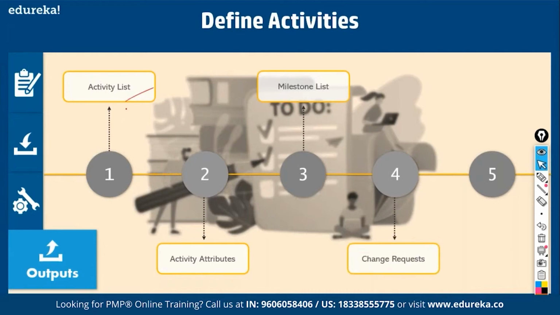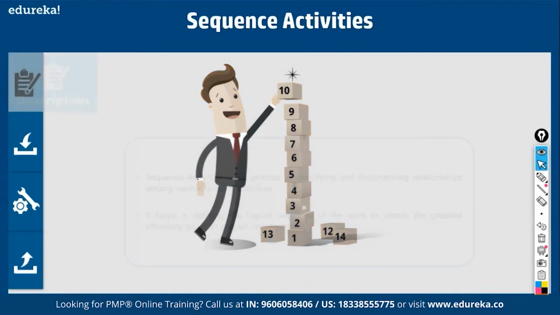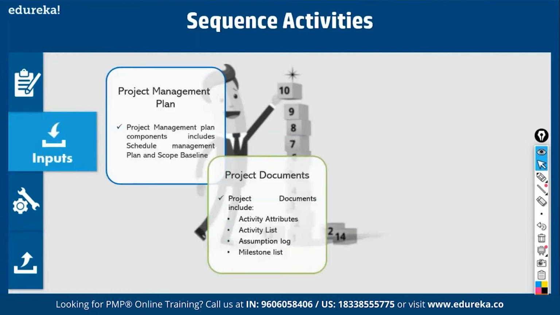Change requests. When you do the decomposition, you may make some changes to the plans and the plans get updated. That is what is called define activities. The next one is sequence activities. So what do you do here? You create network diagrams. That is what I told you, isn't it? This is a process of identifying and documenting relationships among various project activities. The project management plan tells you how to decompose the scope baseline into activities and how to sequence them.